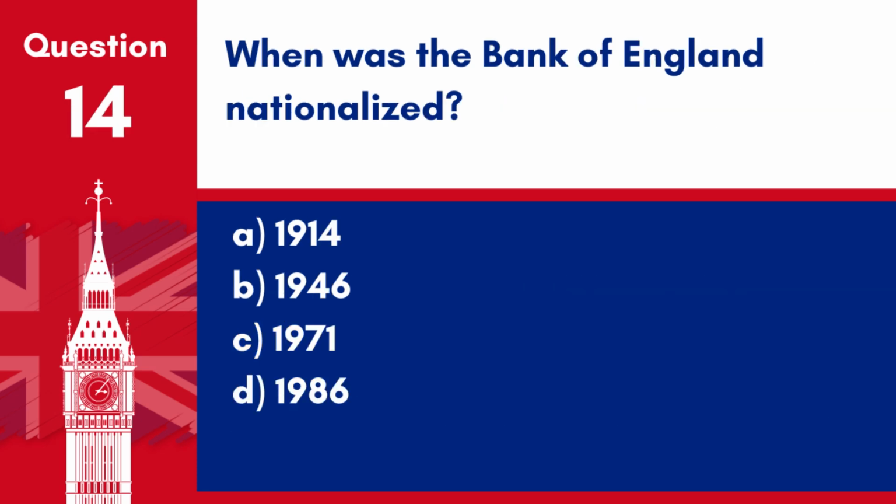Question 14. When was the Bank of England nationalised? A. 1914. B. 1946. C. 1971. D. 1986.